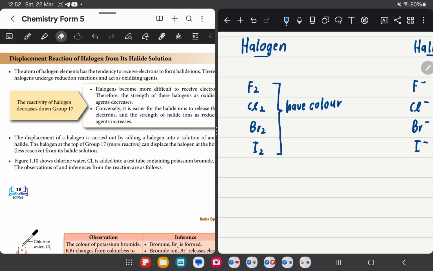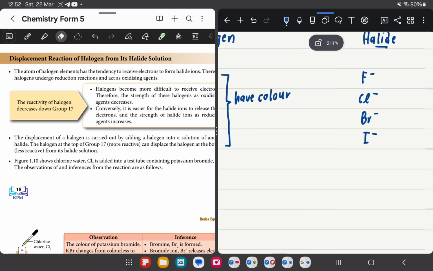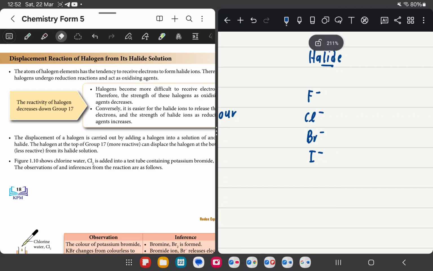When it comes to Form 5, you must understand that whenever you do an electrolytic cell, mostly chlorine will exist as gas for sure, and bromine and iodine will exist in liquid form. Okay, that one is for redox. Then halide, how about your halide?